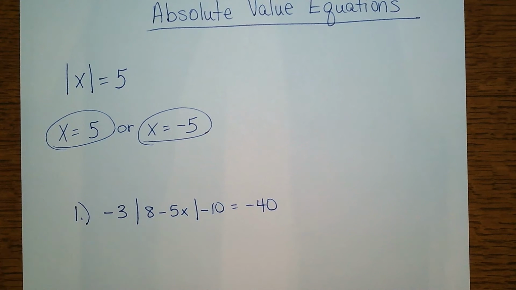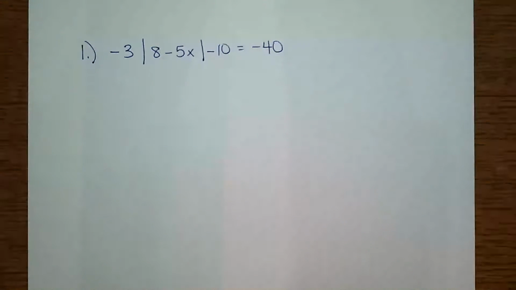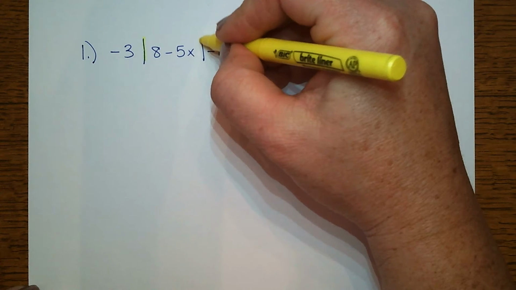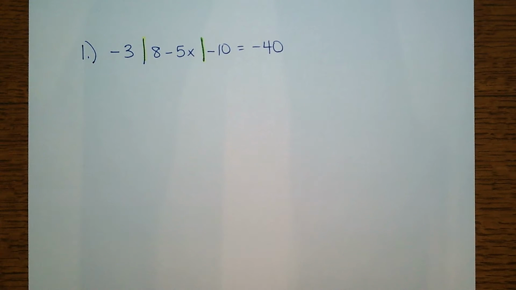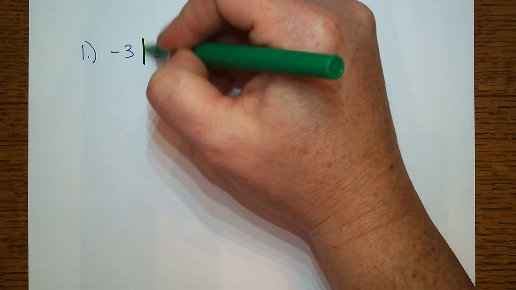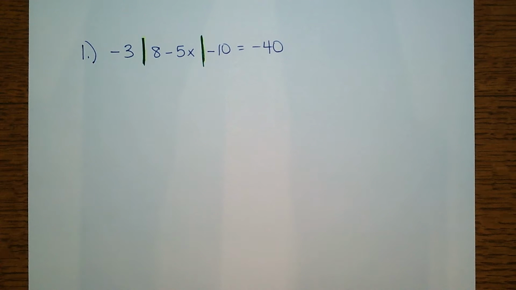Okay, so in this equation, I've got a lot going on here. The first thing that I need to notice is that I have these absolute value bars. Okay? Got absolute value bars. And that is a key to me. When I see those absolute value bars, that needs to be a reminder to me that I am more than likely going to have two solutions.